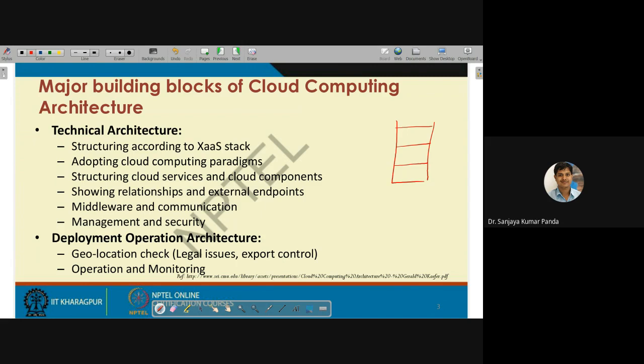Similarly, if you come to the deployment operation architecture, like if you want to go for a geolocation check with respect to your location, I want to know about your location. Based upon that, I will deploy the service. Because if you deploy a service which is far away from your place, then you know that communication will take more time. So if I know your location from where the service request is initiated, I can suggest which particular location is there to provide you that particular request, so that the communication time can be minimized.